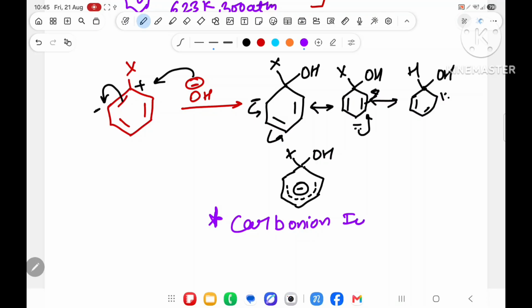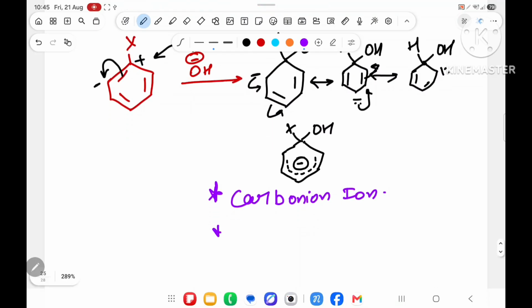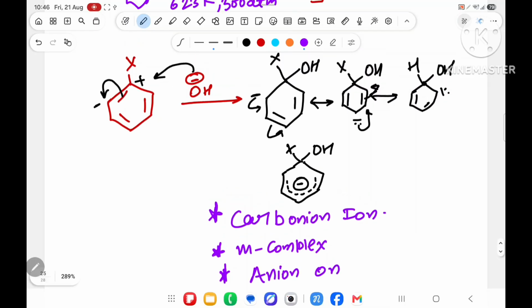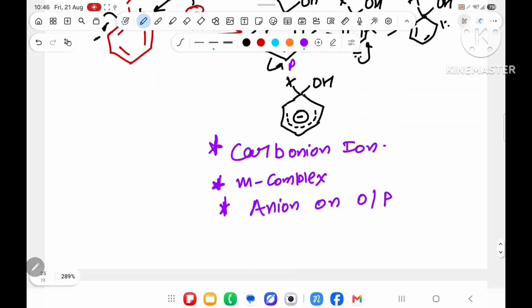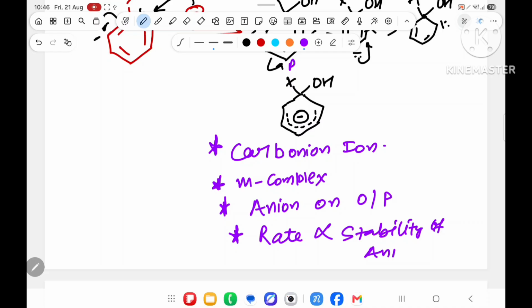Carbanion, or it is known as Meisenheimer complex. Previously I have written sigma complex plus charge. It is the Meisenheimer complex, it is an anion. Where is the anion coming? On the ortho position and para position. Rate is directly proportional to the stability of the anion. Stability of anion means rate is directly proportional to electron withdrawing group, inversely proportional to electron donating group. Understood this part?